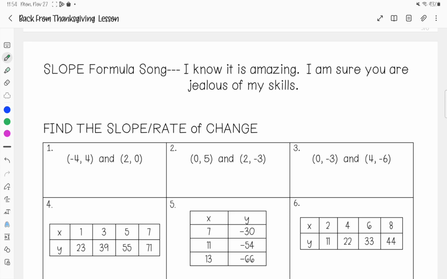Rate of change, finding slope is fun. y2 minus y1 over x2 minus x1.